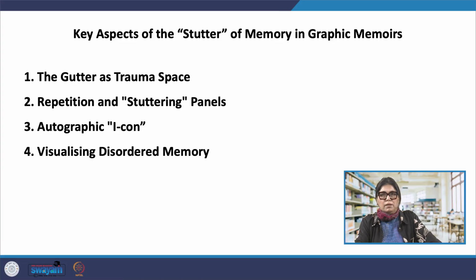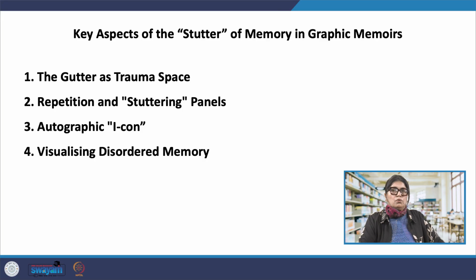Repetition and stuttering panels. Similar to a verbal stutter, visual repetition of frames or scenes, as in Alison Bechdel's work, shows the mind fixating on or revisiting painful moments, illustrating the inability to move past a specific event. Autographic icon: the creator's own hand-drawn image serves as a visual fiction or caricature that highlights the gap between the actual past self and the current representation of the self.